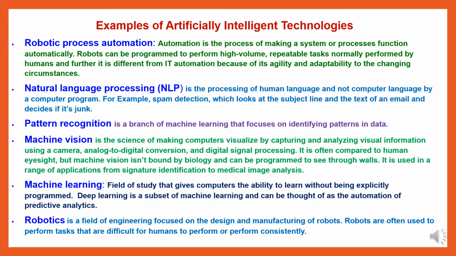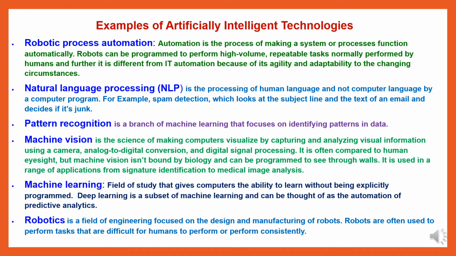Pattern recognition is the branch of machine learning that focuses on identifying patterns in data. Fourth is machine vision, which is the science of making computers see by capturing and analyzing visual information using a camera, analog to digital conversion, and digital signal processing. It is often compared to human eyesight, but machine vision isn't bound by biology and can be programmed to see through walls. It is used in a range of applications from signature identification to medical image analysis.